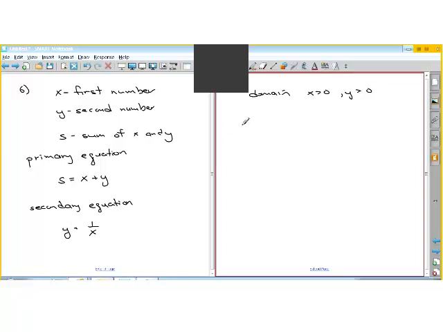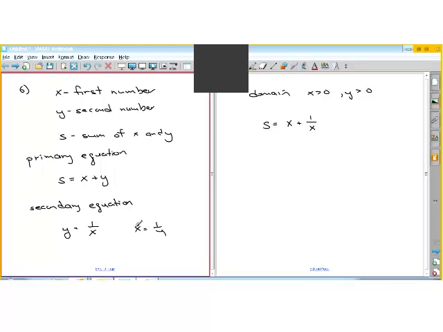So we take the secondary equation and plug it into the primary equation. For y, we'll put in 1 over x. It doesn't really matter which one you solve for first; you just have to solve for one or the other. The other option is x equals 1 over y. You'll get the same answer either way. So I've made the substitution. Now the equation is only a function of one variable.